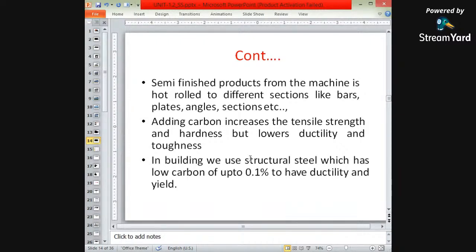Normally we are using steel with less carbon, about 0.1%. We are using steel with a carbon percentage of at least 0.1% in order to have ductility and yield. What is ductility? It is nothing but the long span, that is the strength of the steel. Okay? The durability of the steel.